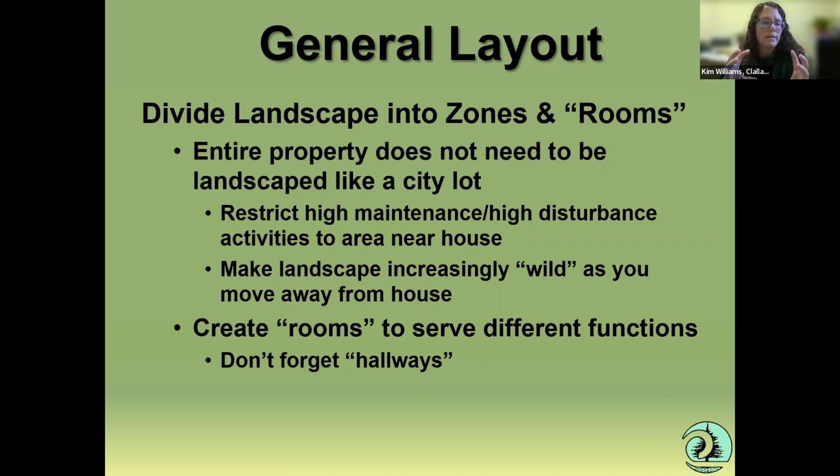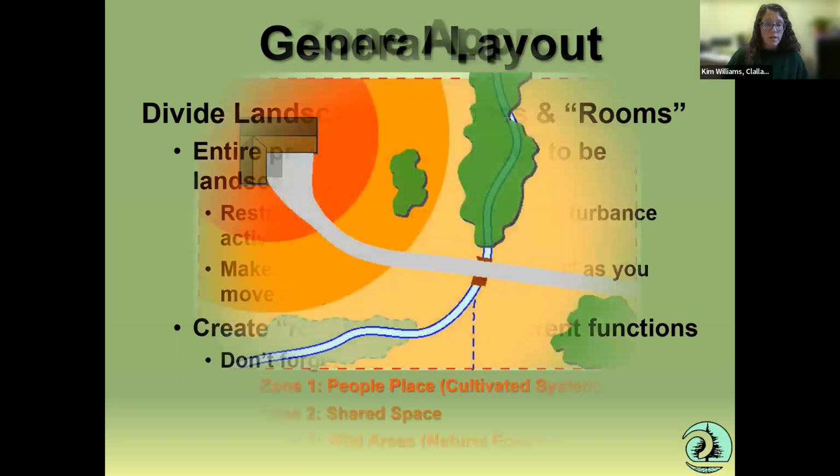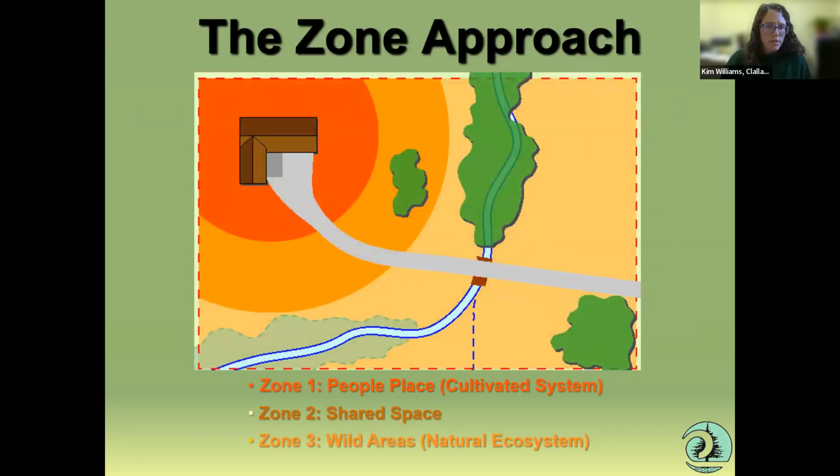So there's that high disturbance area right around the house. And as you go out from the house, you want it to be a little less disturbance and more wild as you get away from the house. And so here's a picture of what we're talking about. Right here, the high disturbance area, real close to the house. And as you move out, it's a shared space with you and nature. You can start letting it go natural. You can put in meadows or little clumps of bushes. And as you get out further, have more wild areas.